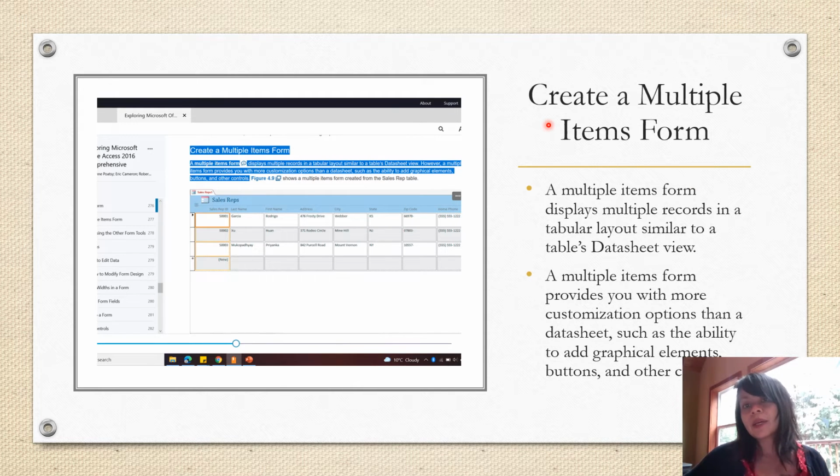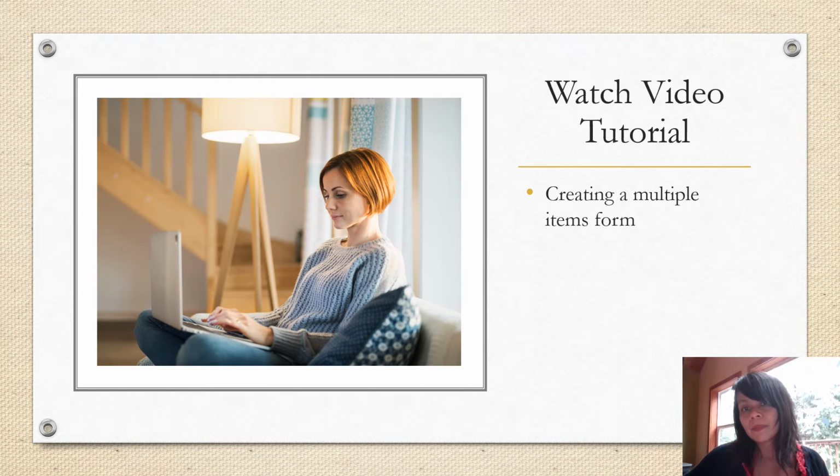Next, let's talk about creating a multiple items form. A multiple items form displays multiple records in the tabular layout, similar to a table's datasheet view. Multiple items forms can provide you with more customization options than a datasheet, like the ability to add graphical elements and buttons. So please watch the video tutorial on creating a multiple items form, and when you're done, please come back to this video.